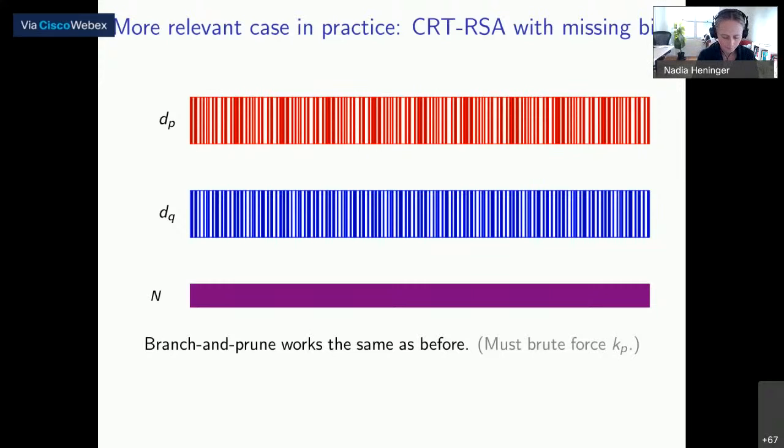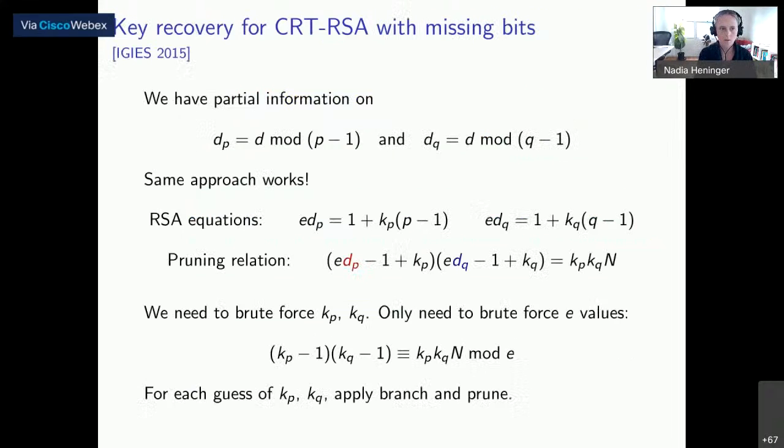So the case that Hovav and I actually missed in our 2009 paper that everybody really cares about is recovering the secret key from partial information on d mod p-1 and d mod q-1. In this case, we still know n. You also know e, but that doesn't really reveal much information in this case. And you want to recover the key. So the branch and prune algorithm works the same as before. You have to do a little bit more work.